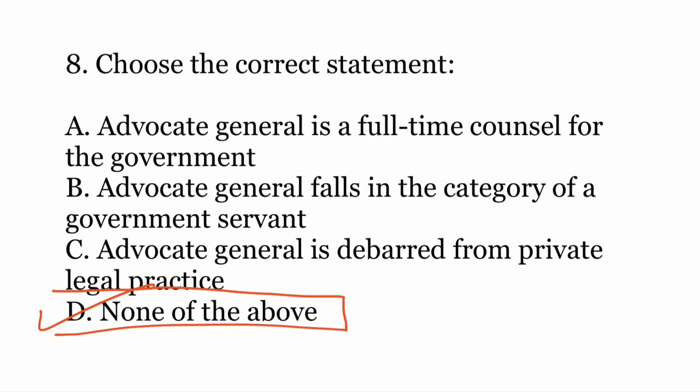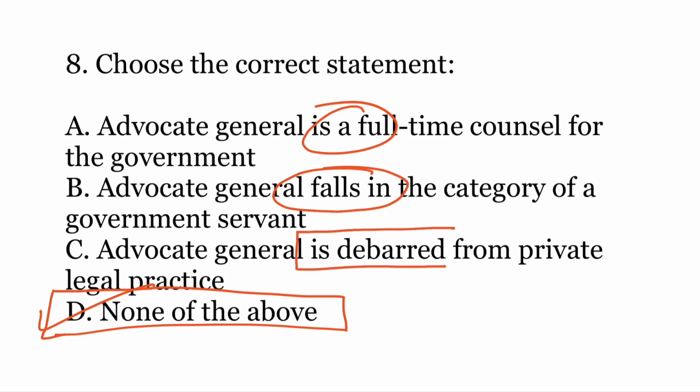So all the statements are incorrect. Advocate General is not a full-time counsel for the government. Advocate General does not fall under the category of a government servant, and Advocate General is not debarred from private legal practice.